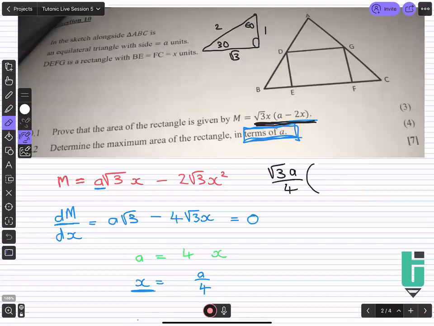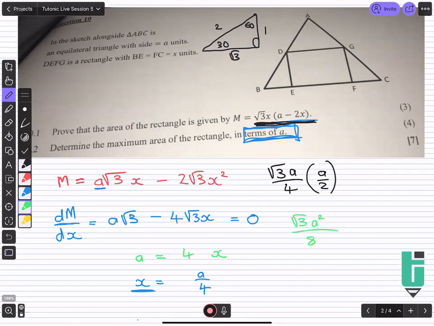It's just a over 2, because what's 1 minus half? A half. So, let's go. And then what's this going to become? Let me multiply out. Root 3 a squared over 8. There we go. You guys will see that. So do you see how it's the same approach?